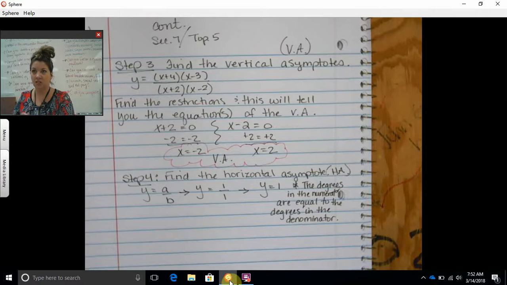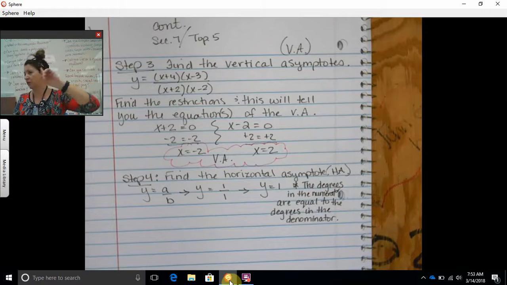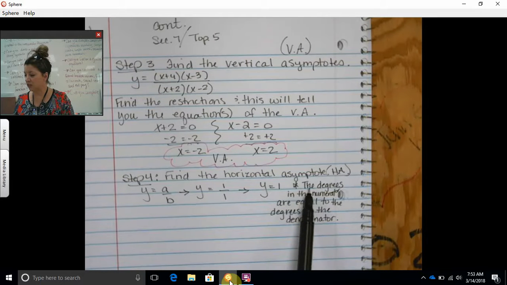So we'll have a horizontal line that goes through the y-axis at +1. We just have one of those. And I wrote over here, I just put a little star and said the degrees in the numerator are equal to the degrees in the denominator. That's why y equals a divided by b.